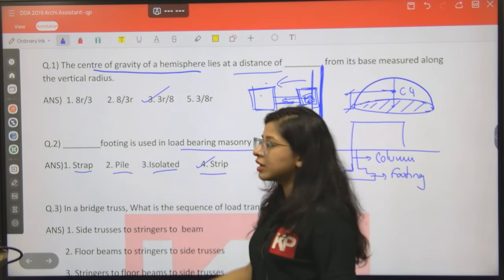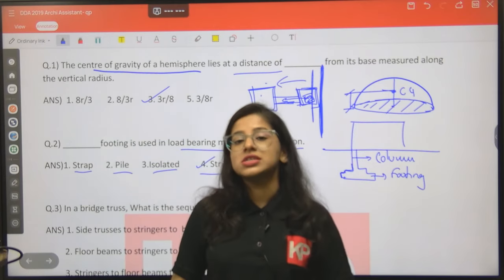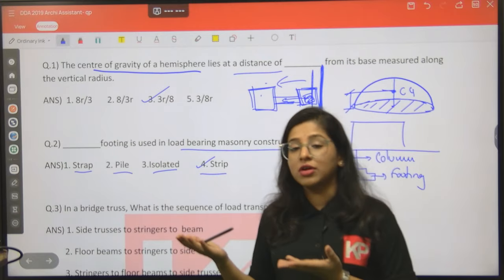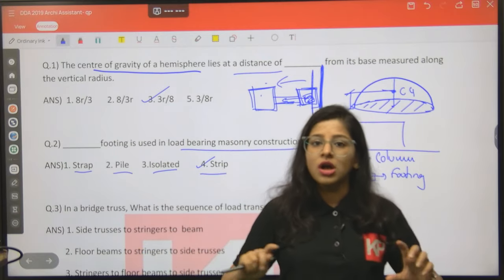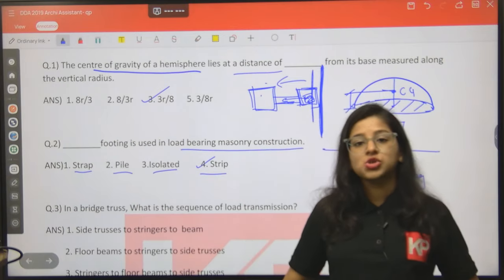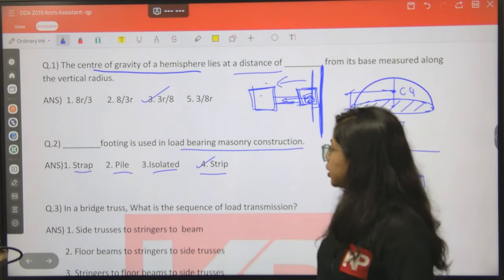And pile foundation, you are already aware of. Pile foundation is generally utilized as a deep foundation, wherever the topsoil or the surface soil doesn't have the safe bearing capacity. There we dig deep so that we can reach the solid bedrock and then transfer the load, okay?